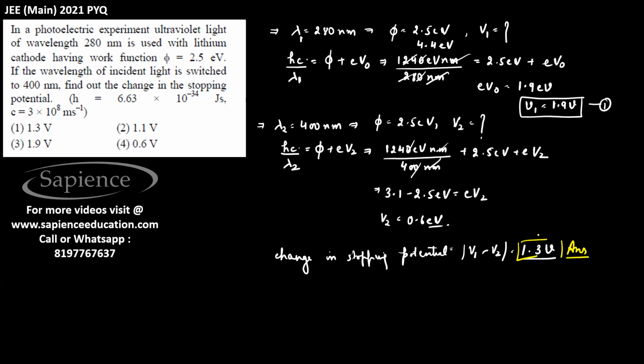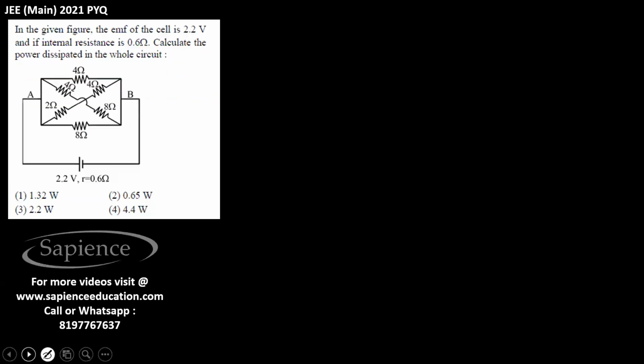Let's move to the next question. Given that in the given circuit the EMF of a cell is 2.2 volt and the internal resistance is 0.6 ohm, what will be the power dissipated by the whole circuit?